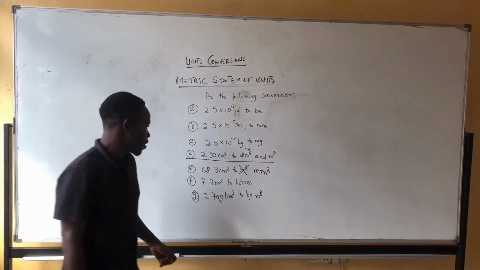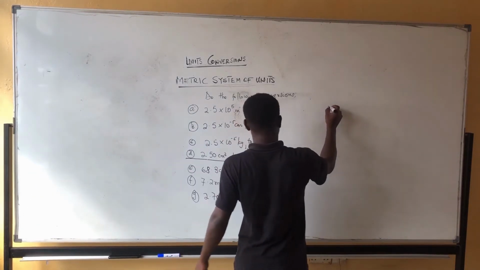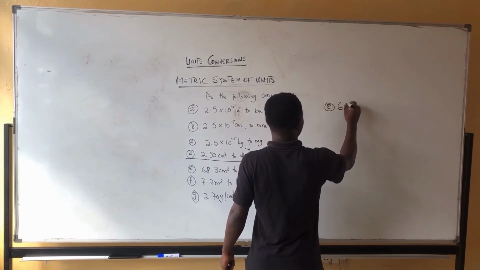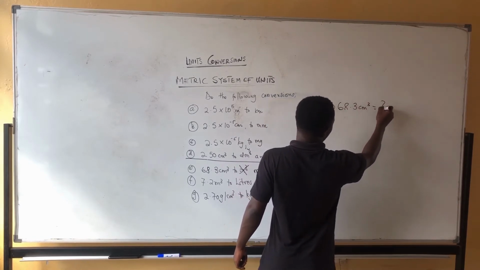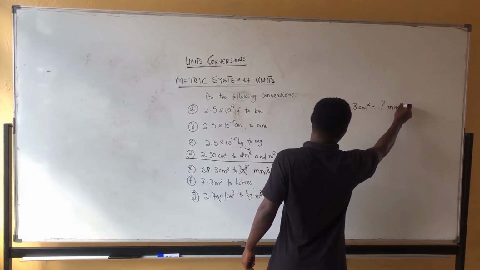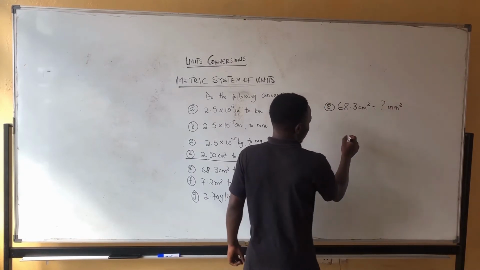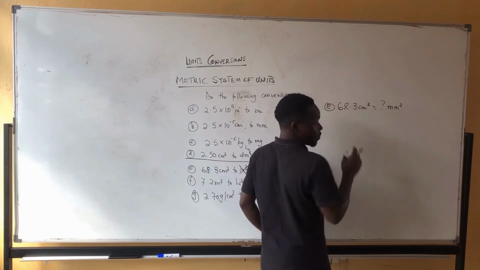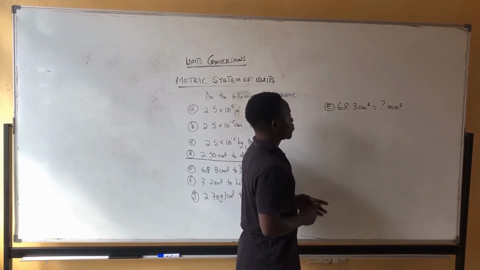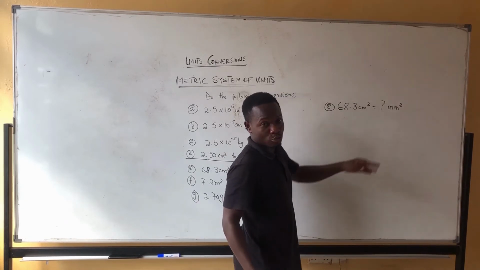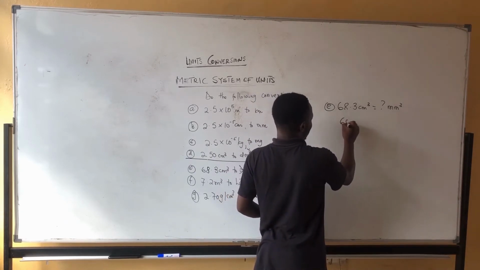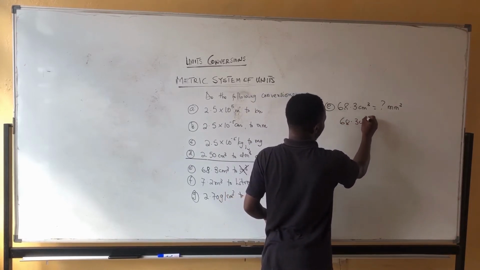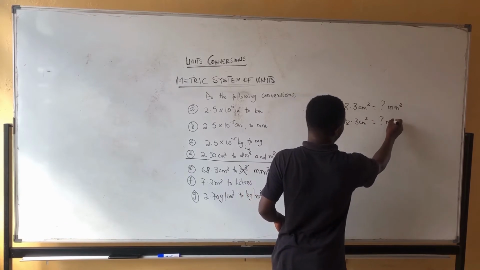Okay. So 68.3 centimeter cube is what in millimeter cube? I'll first have to convert it into the meter cube, which is the base unit for volume. So 68.3 centimeter cube is what in millimeter cube? Meter cube.